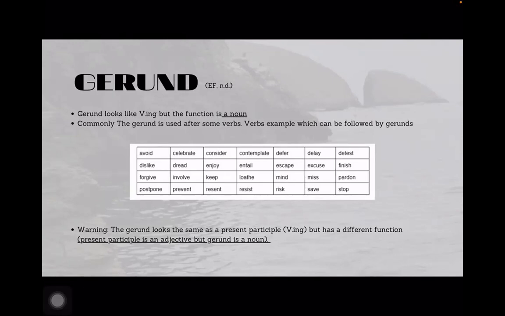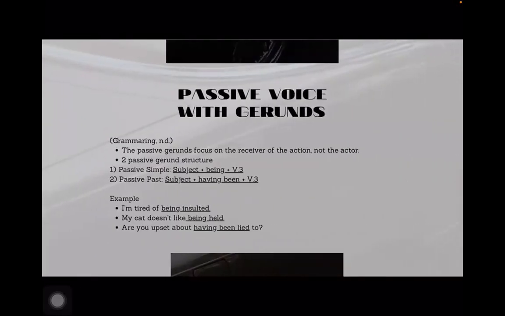Next, if you would like to use passive voice with gerund, you will use passive gerund when you focus on the receiver of the action, not the actor. And passive voice with gerund has two structures which are always used. First, passive simple, and second, passive past. I know it is hard to be clear, so let's look at examples.